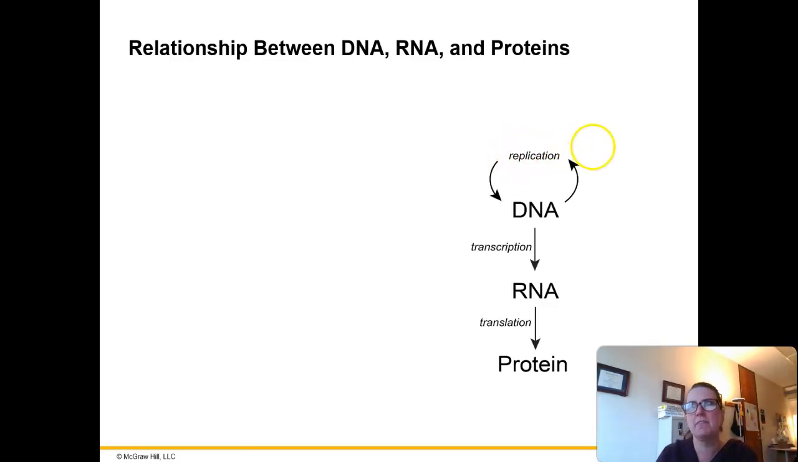Okay, so not that much different in eukaryotic cells, but we call that mitosis. And there's a lot more involved. All right, so DNA copies through a process we call replication to make more DNA.